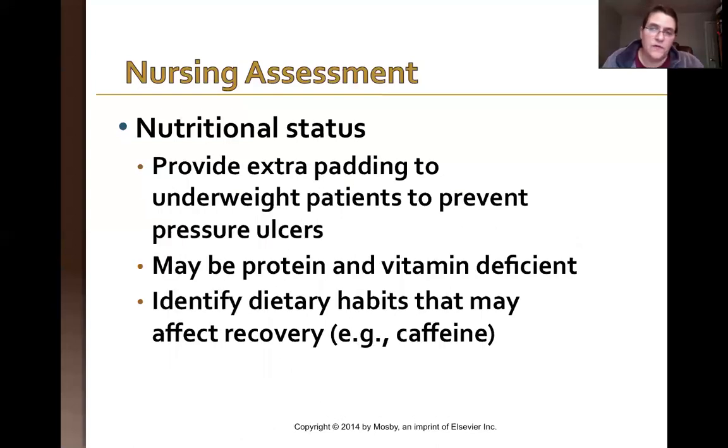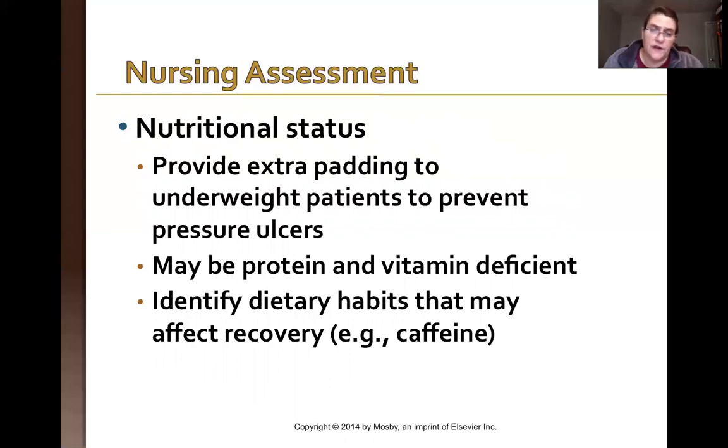For folks that are underweight, we will think about putting some extra padding on the surgical table to prevent ulcers, especially if they're going to be laying there for several hours. And then when they come back to the floor, we might think about a specialty bed for them. And for the obese patient, too, we might think about a specialty bed. For the underweight patient, we might also think about protein and vitamin supplements for them.